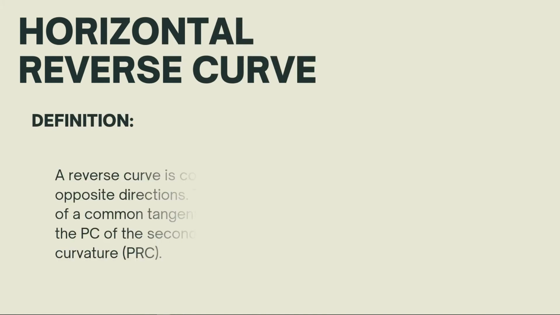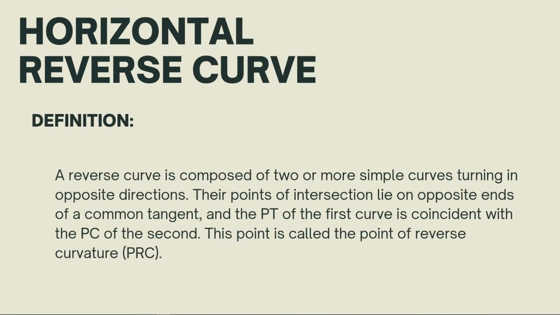A reverse curve is composed of two or more simple curves turning in opposite directions. Their points of intersection lie on opposite ends of a common tangent, and the point of tangency of the first curve is coincident with the point of curvature of the second. This point is called the point of reverse curvature, or PRC.